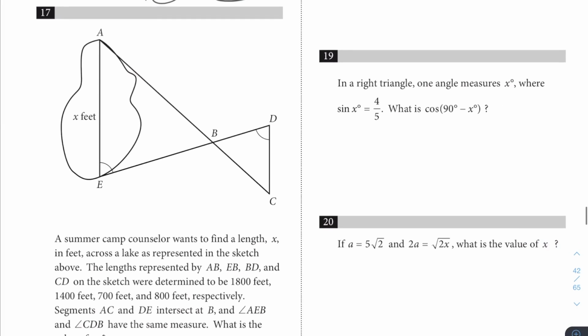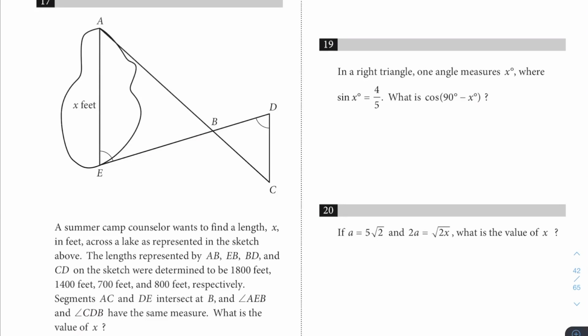Okay, this question, 17, it says a summer camp counselor wants to find the length x in feet across a lake in the sketch above. The lengths represented by AB, EB, BD, and CD on the sketch were determined to be 1800, 1400, 700, and 800. So first, let's label those on the graph. So AB is 1800, EB is 1400, BD is 700, and CD is 800.